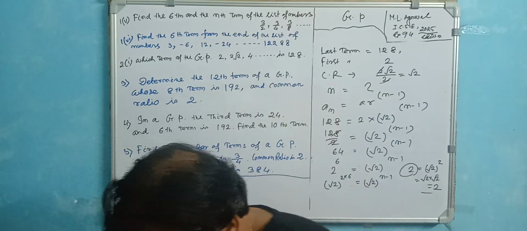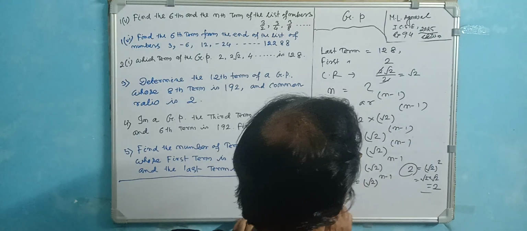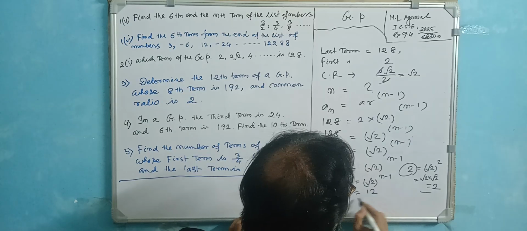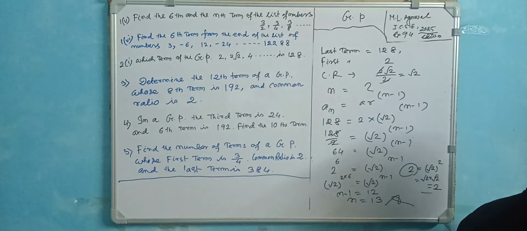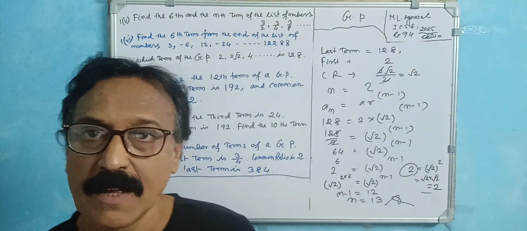Okay? Clear? Now, the bases are the same, so the powers are the same. So n minus 1 equals 12. So n is equal to 13. This is the answer. In this way you solve it. Clear? No problem?